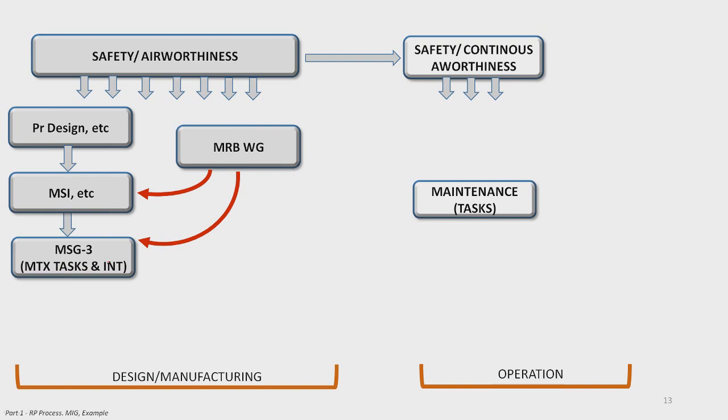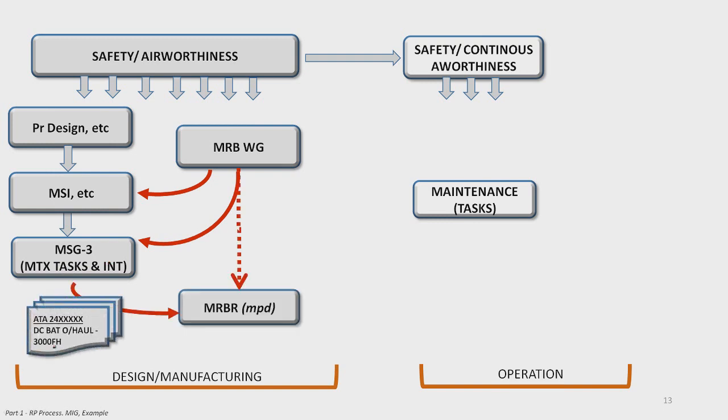Let's, for our example, use DC battery. Let's define that 8824, whatever, 010001, DC battery requires overhaul every 3000 flight hours. So we have to remove it from the aircraft when it reaches 3000 flight hours, and send it to the shop for overhaul. Now, when task and interval are defined, this information goes to the MRBR document, Maintenance Review Board Report. From the MRBR, it goes to the MPD, Maintenance Planning Document.